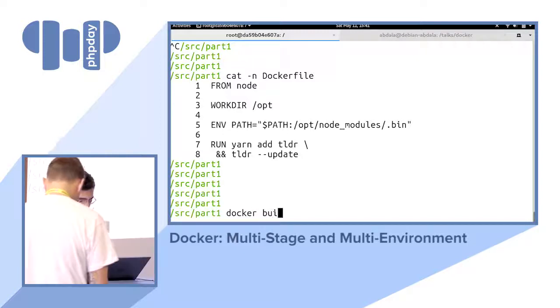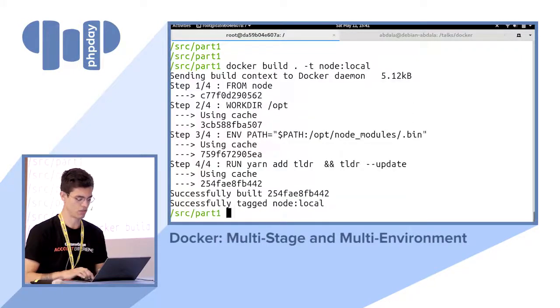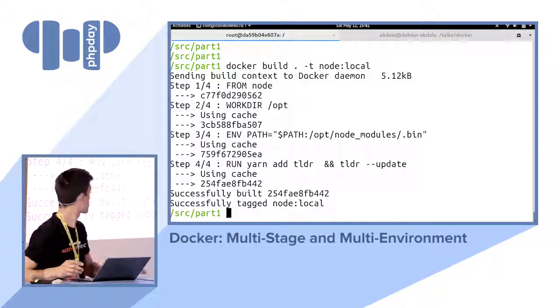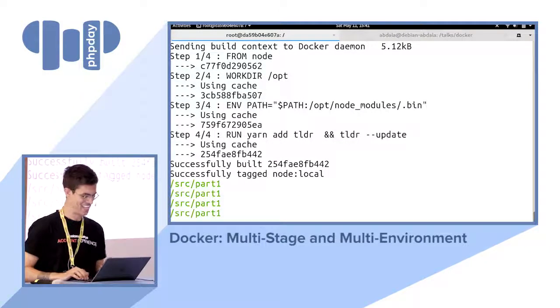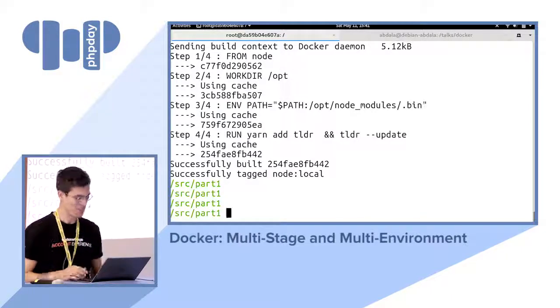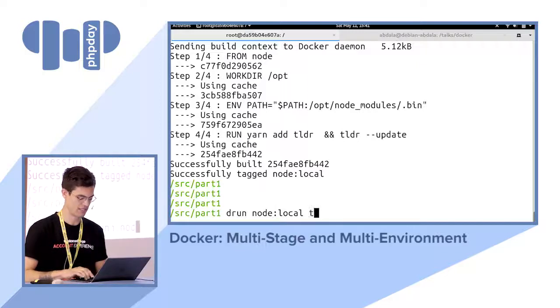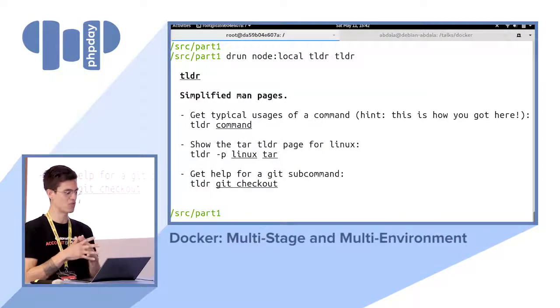So we will build this. I will call it node local. Oh, Docker is really fast. All right, build it. Amazing. So now we can run this command. Docker run node local TLDR, just to show you what this program does.